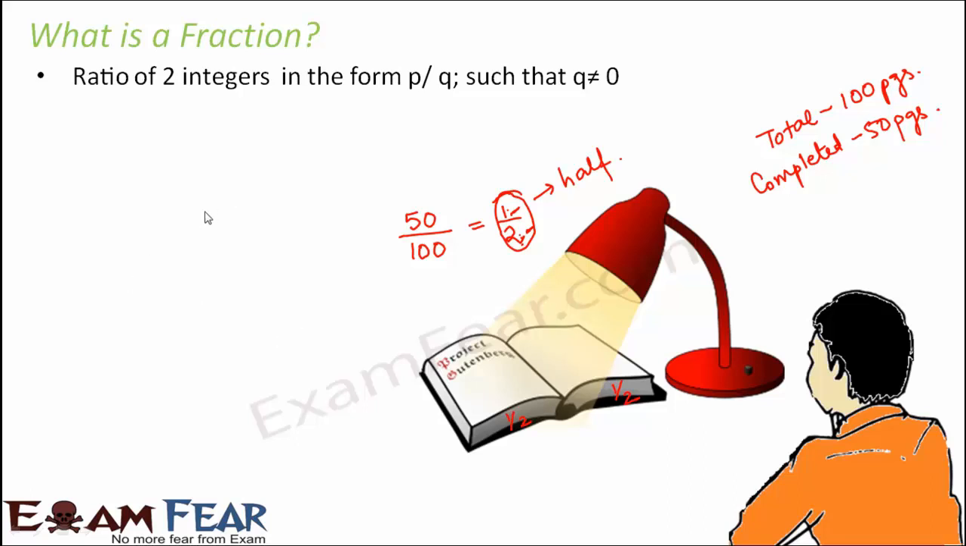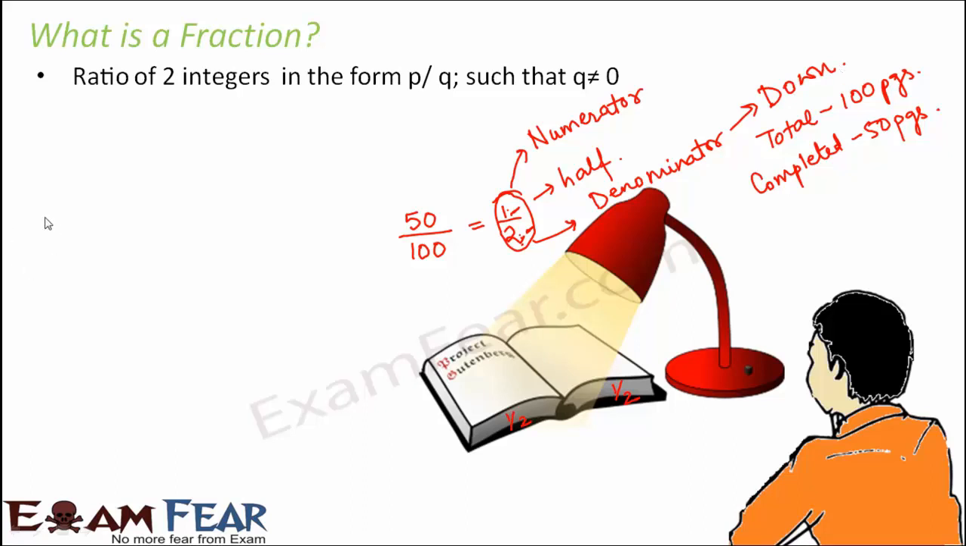So basically, when you talk about a fraction, the number which is present at the top is called the numerator. And the number which is present at the bottom, or down, is called the denominator. Now, how do you remember this? D for denominator and D for down. So the denominator is at the bottom and obviously the other one, the numerator, is at the top.